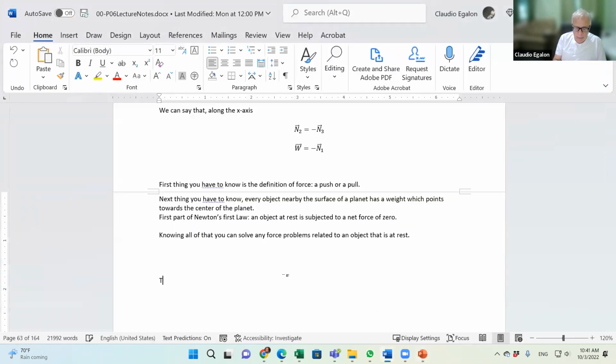Oh, by the way, the unit of force. I didn't tell you what the unit of force is, right? But the unit of force is the Newton. Soon we're gonna learn that the Newton is equal to kilogram times meter per second squared. Okay. 1 Newton is equal to that. It's a composite of those 3 main units.